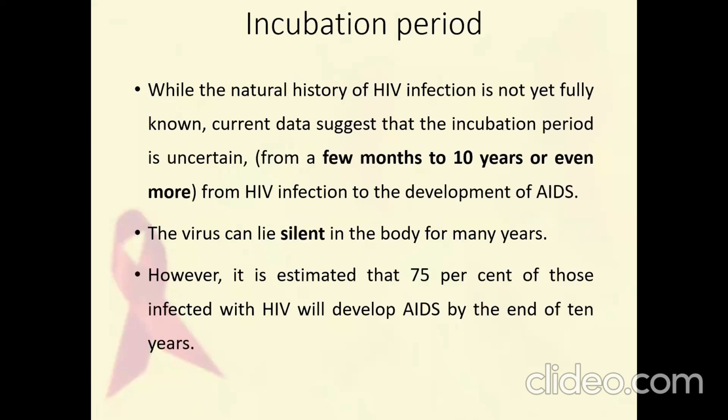Then incubation period. While the natural history of HIV infection is not yet fully known, current data suggests that the incubation period is uncertain. It can be from a few months to 10 years or even more. From HIV infection to the development of AIDS, it can be a few months to 10 years or more. The virus can live silent in the body for many years.